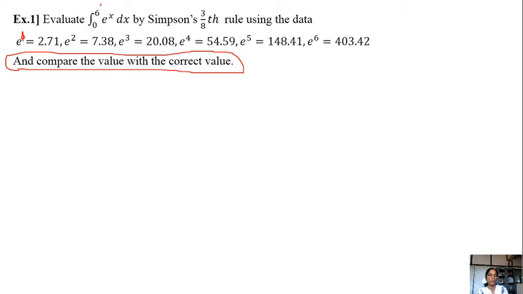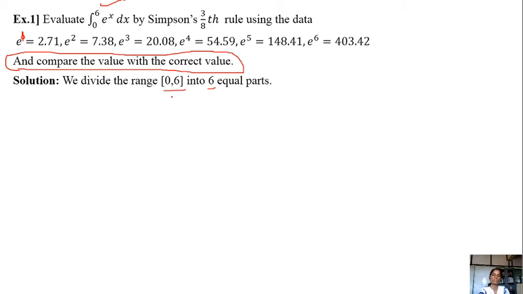So first we will compute this integral by Simpson's 3/8 rule, and afterward we will compute the value of this integral by actual calculation, and afterward we will get the error. So let us first compute this integral by using Simpson's 3/8 rule. Here it is not given into how many equal parts we have to divide this interval of integration. So if you want, you can take any n. So divide the range 0 to 6 into 6 equal parts.